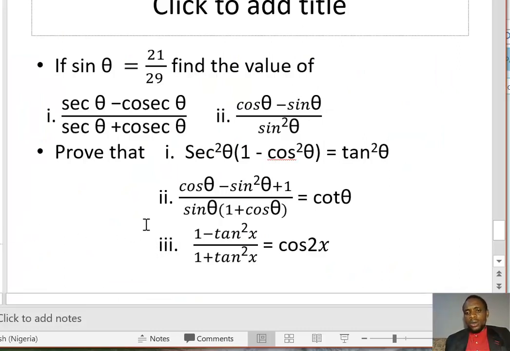You can solve this other one here: 1 minus tan square x all over 1 plus tan square x equals cos 2x. These two questions were brought from past O-level questions, that is SSCE questions. So please, you can solve this one at home at your ease. If you have any problem with any questions, check past questions.